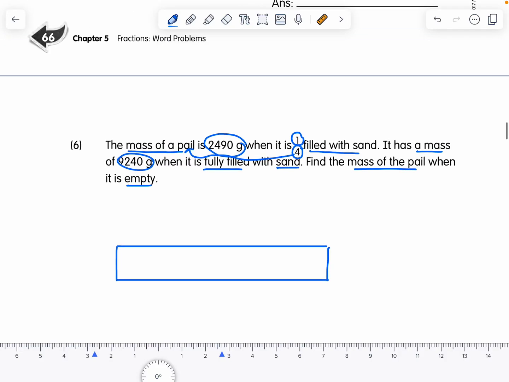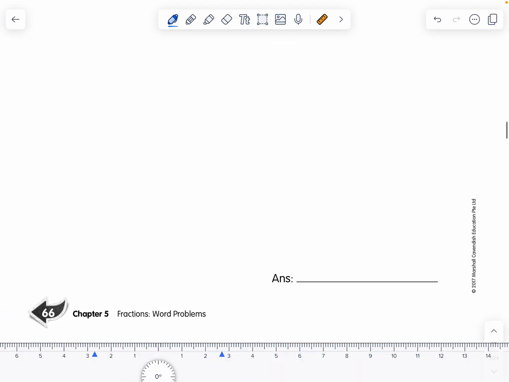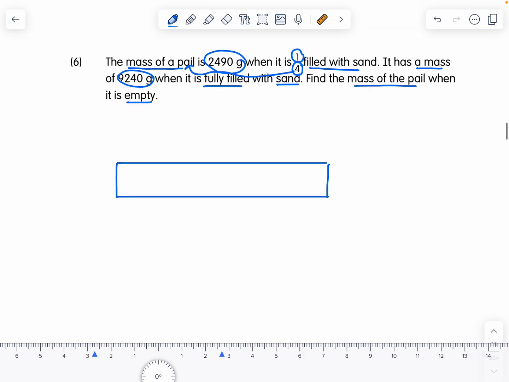Boys and girls, this is page 67 of your chapter 5 workbook. Okay, please take out your chapter 5 workbook, page 67. You have done up to page 66 last Friday. So we're going to continue with page 67 here.